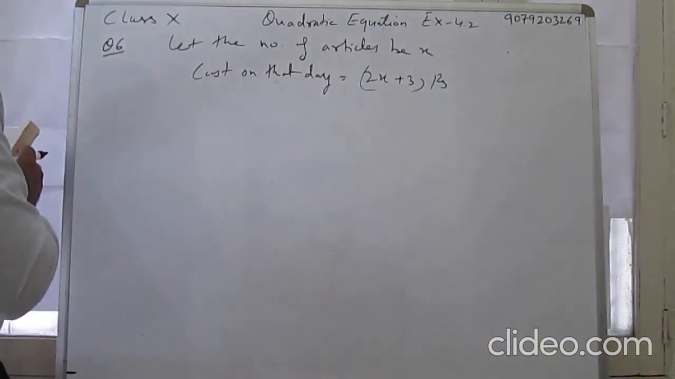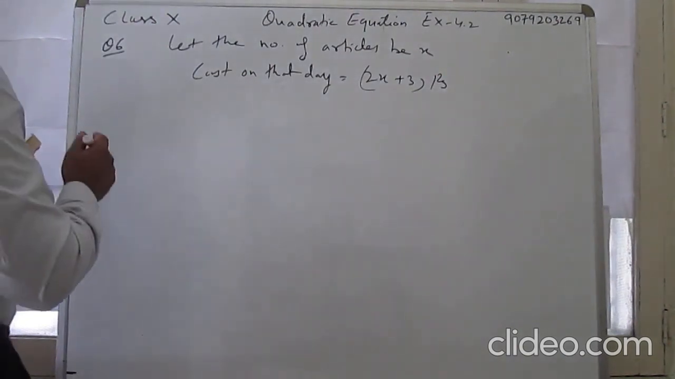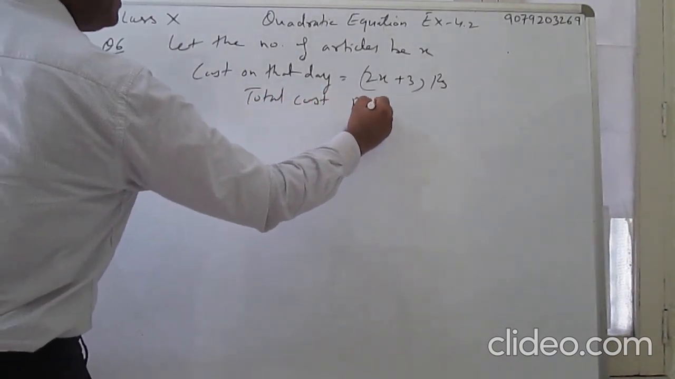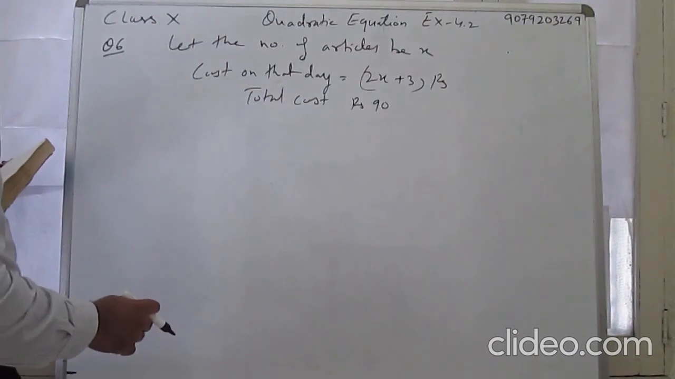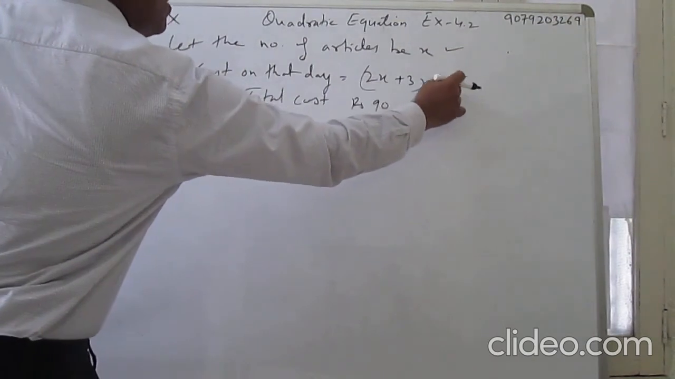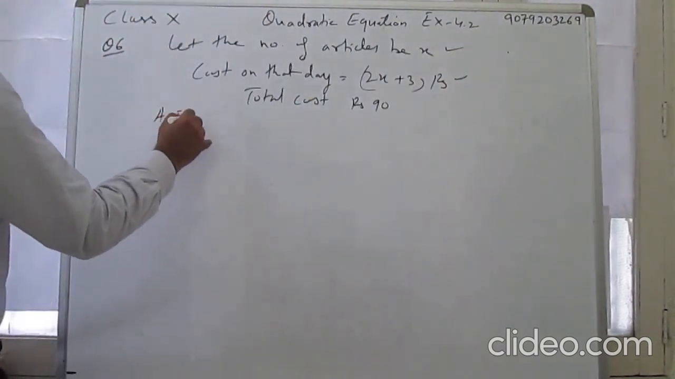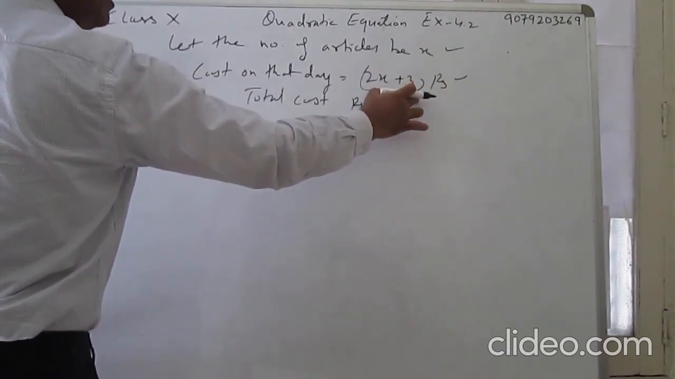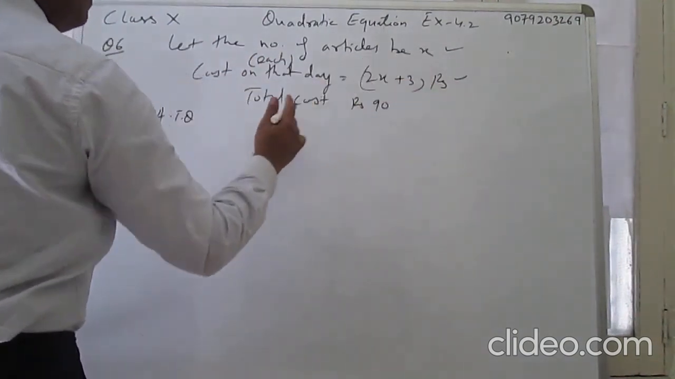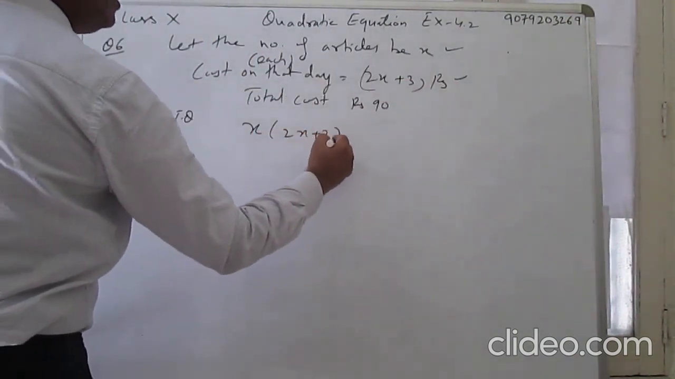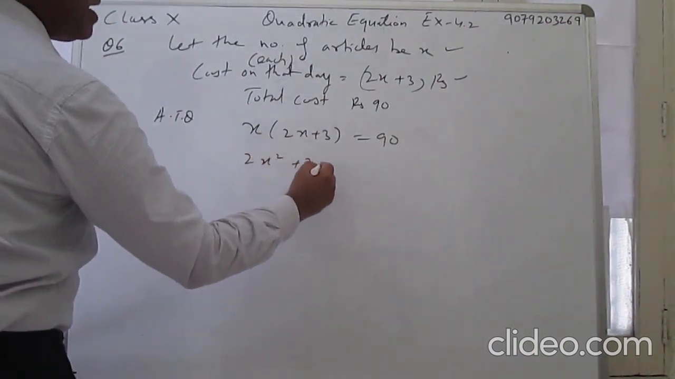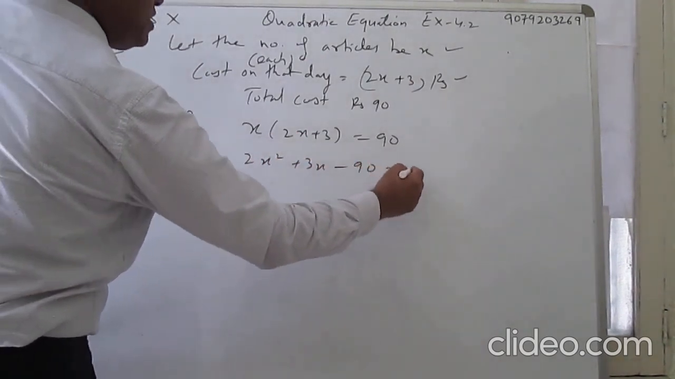If the total cost of the production on a particular day is given to you, rupees 90 on a particular day. Find the number of articles and the cost of each article. So according to the question, number of articles be x and cost of each article is 2x plus 3. So we multiplied both: x into 2x plus 3 is equal to 90. So multiplied it, 2x square plus 3x, 90 को इधर ले आइए, minus 90 is equal to 0.